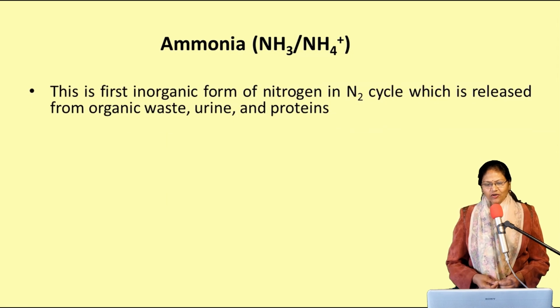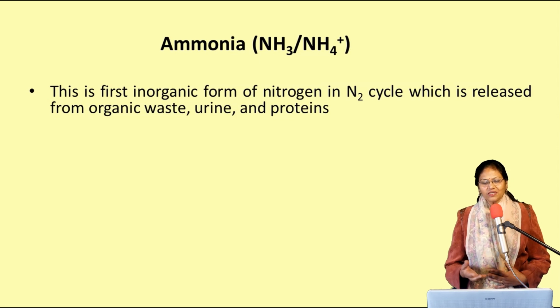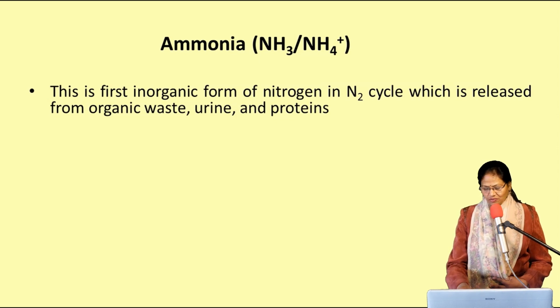This is the first inorganic form of nitrogen in the nitrogen cycle, which is released from organic waste, urine, or proteins. When it is present inside the body of any organism, ammonia is formed because of protein metabolism. And if it is in wastewater, it is formed because of organic waste decomposition. It may reach there also through urine.